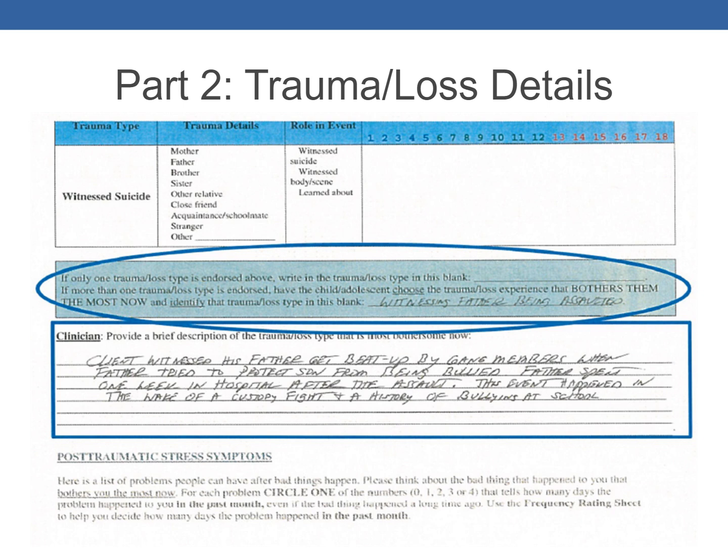This visual demonstrates the items that ask about the most bothersome trauma type. There is space to write the trauma type, as well as the section to write out more details regarding what occurred. In this example, the clinician briefly described the client's most bothersome trauma type, which involved the client witnessing his father be physically assaulted by gang members.